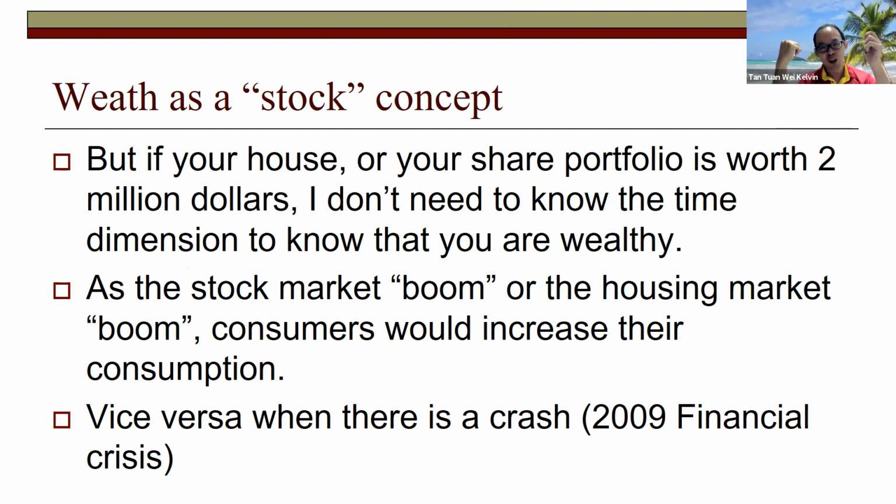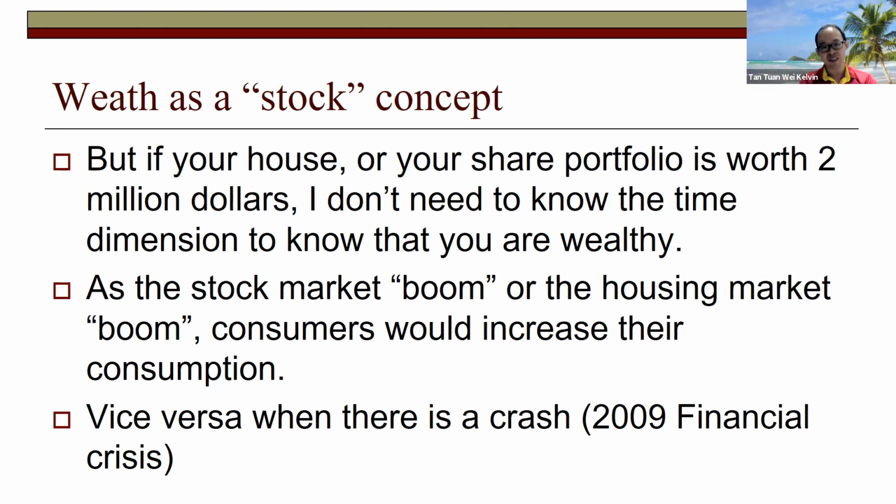If I know that you are living in a house that is worth 2 million, 3 million, 4 million, if I know that your total share portfolio is worth 2 million, 3 million, I do not need to know the time dimension to know that this person is wealthy. So that's the difference between income and wealth. There's no time dimension in the wealth concept. That's why we call it a stock concept, at a given point of time.